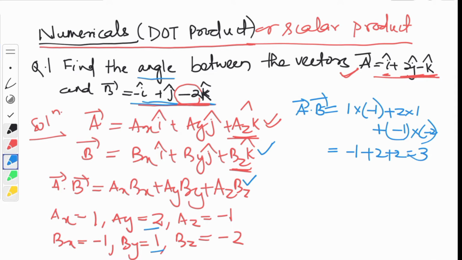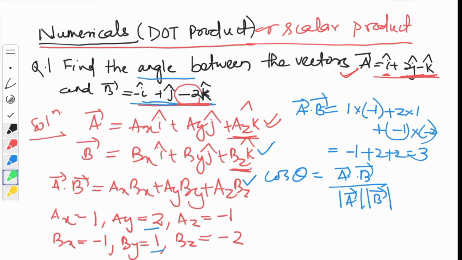We have to find the angle between the vectors. So what is the formula to find the angle? We know cos theta is equal to dot product of two vectors divided by magnitude of the vector A and magnitude of the vector B. Then how to find out the magnitude of vector A and vector B? Let us see. So magnitude of vector A is how much?